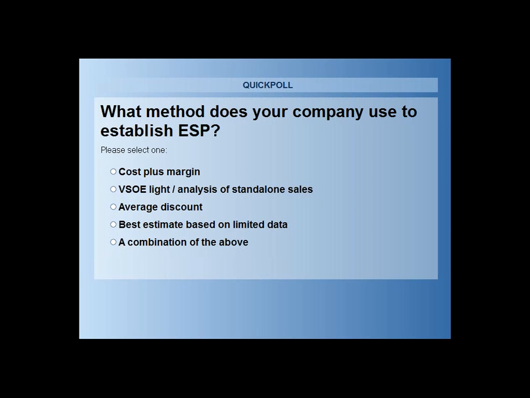Notice we didn't give you a none of the above opportunity because if you're applying the relative selling price method, you have to come up with a value for every item. And if you don't have VSOE for your item, if you don't have TPE, then you're required to come up with an estimated selling price or ESP. And you would need to use one of these four methods, which we'll talk about in more detail as we move forward in the webcast and get to how we actually implement this.